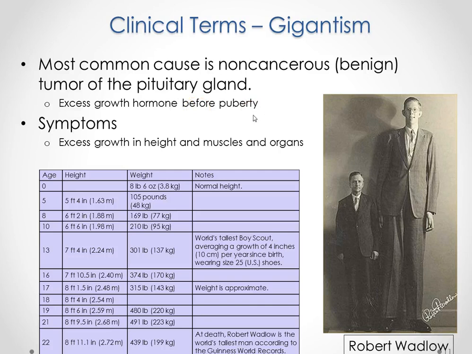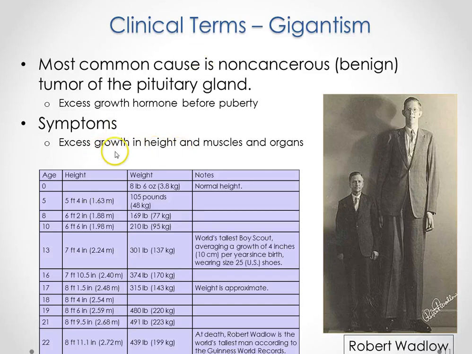What you'll see in an individual with gigantism is excessive growth in height, particularly, and also growth in the muscles and some of the organs. The example I have here is Robert Wadlow. He holds the world record in height. One thing that's really interesting is at the age of 5, he was as tall as an average woman, which is kind of terrifying, that a 5-year-old is as tall as I am or anybody else.